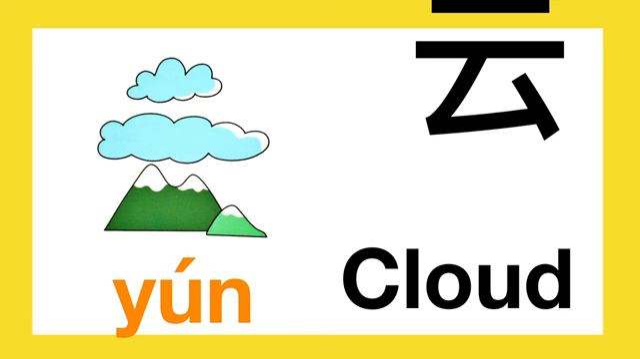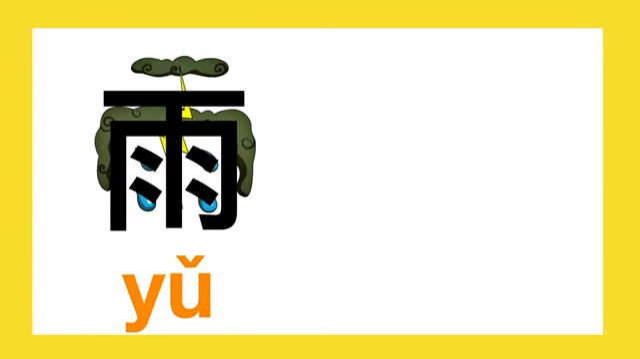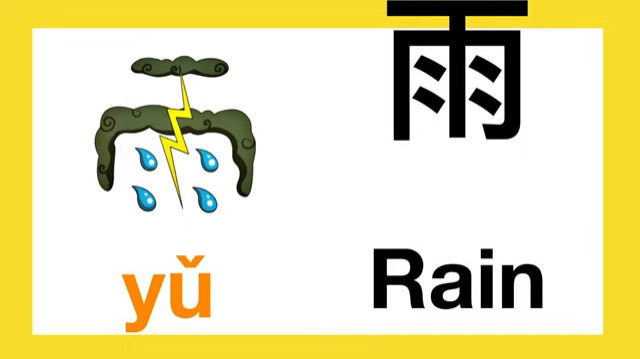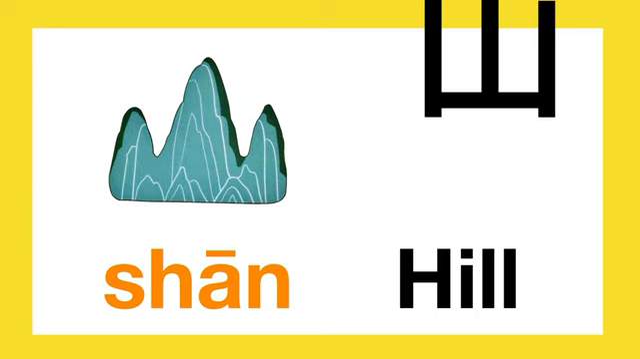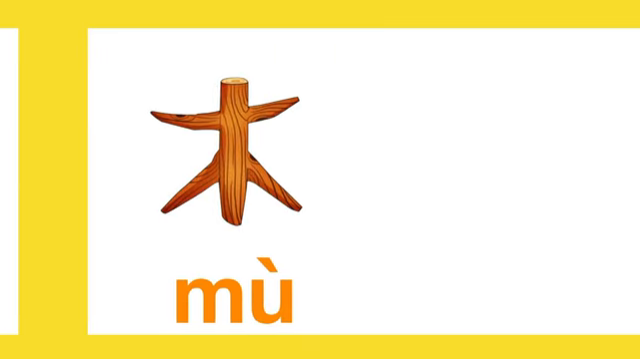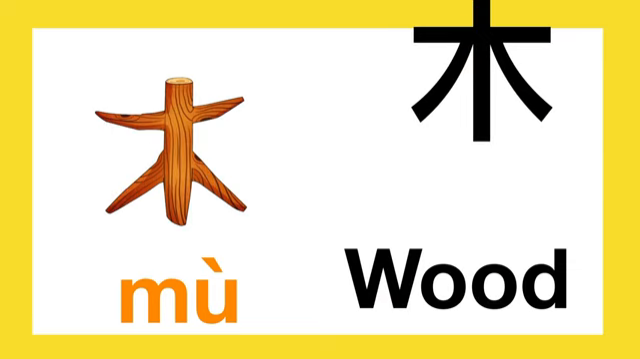雨. This character means rain. It looks like a thunderstorm. 山. It means mountain. It looks just like a mountain. 木. This is a character that means wood. It looks like wood branches.